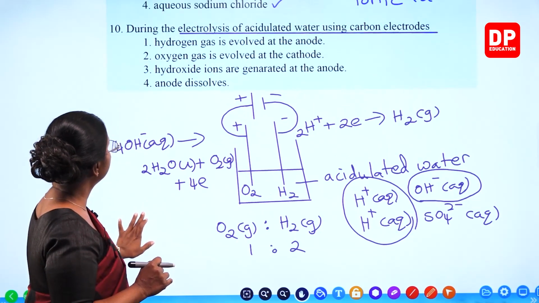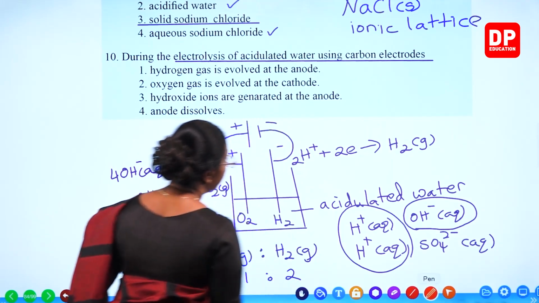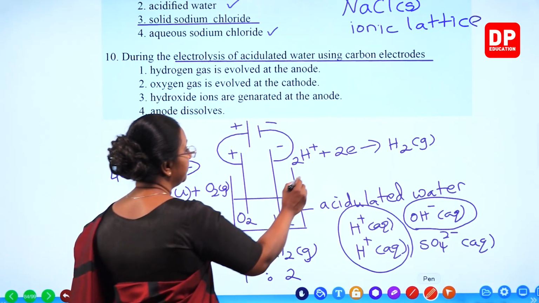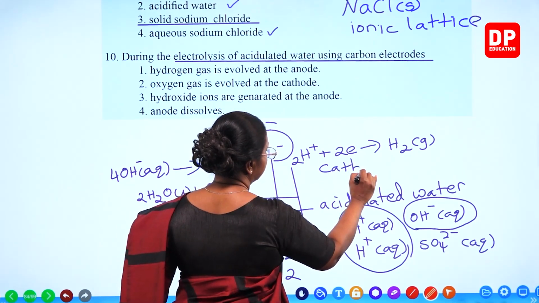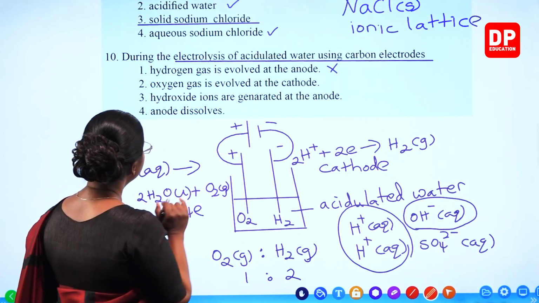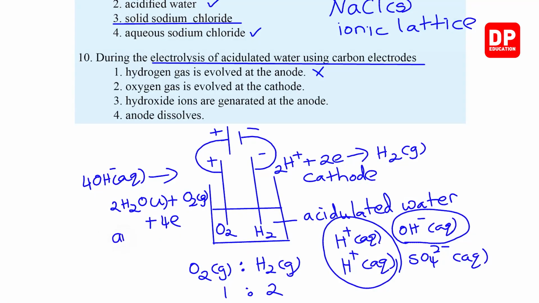So then, if we look at the answers, what happens there? Hydrogen is evolved at the anode. No, because this is the cathode. So this is wrong. Oxygen is evolved at the cathode. That is also wrong. This is the anode. Oxygen is evolved at the anode.